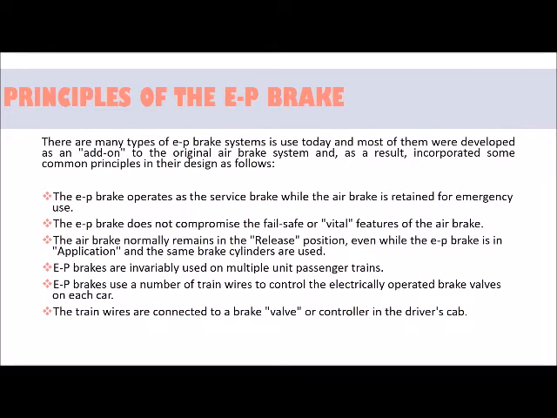The air brake normally remains in the release position even while the EP brake is in application, and the same brake cylinders are used. EP brakes are invariably used on multiple unit passenger trains. EP brakes use a number of train wires to control the electrically operated brake valve on each car. The train wires are connected to a brake valve or controller in the driver's cab.